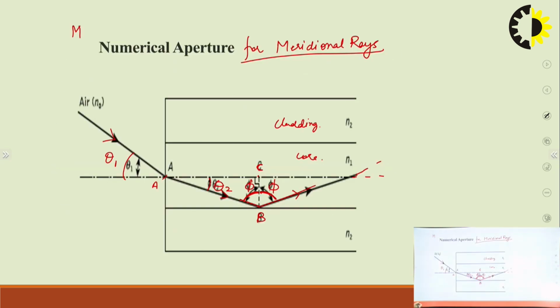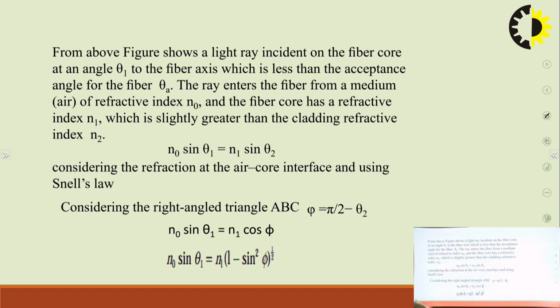Now see this one. Let's say a light ray is incident on the fiber core at an angle of theta 1, which is less than the acceptance angle for the fiber. The acceptance angle is the maximum angle below which the ray, if it enters the optical fiber, will perform total internal reflection, and above which, if theta 1 is greater than the acceptance angle, that type of meridional ray will not perform total internal reflection, and therefore it will not be propagated inside the optical fiber cable.